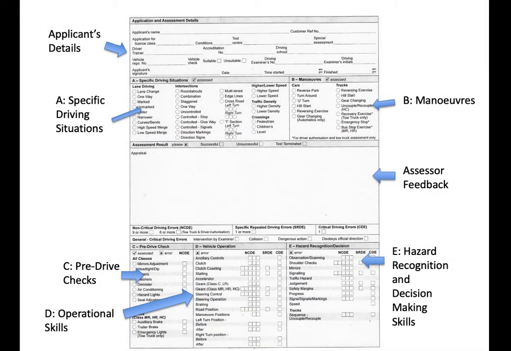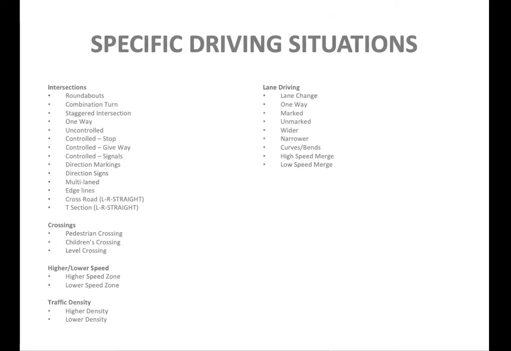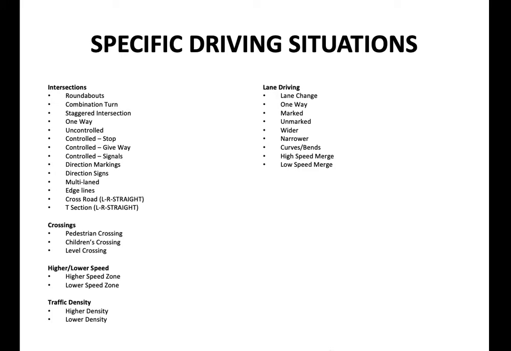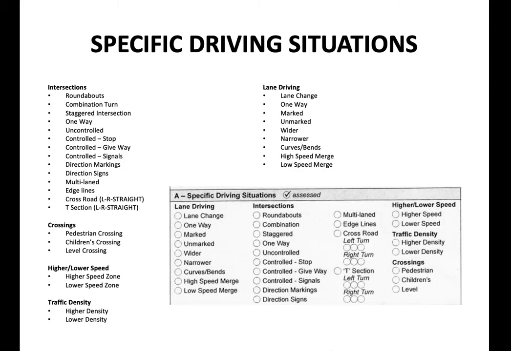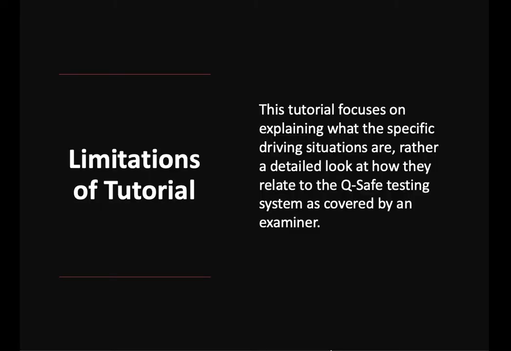In front of us we have the Qsafe driver assessment report form. What we're focusing on today is second from the top left, specific driving situations. This is a list of the specific driving situations and we're going to go through each one. This is a close-up of what it looks like on the form, and you can see that there are circles next to each situation. The assessor will tick the circle as those items are covered.